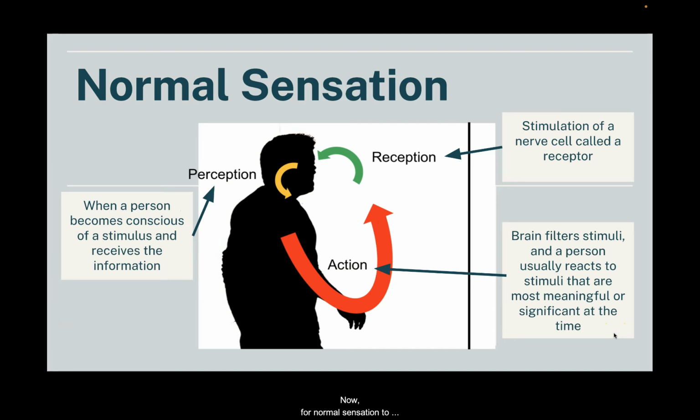Now for normal sensation to happen, the first thing that happens is the reception, right? The stimulation of a nerve cell called a receptor. It gets stimulated by either of your senses, your eyes, ears, nose, through touch, your five senses.